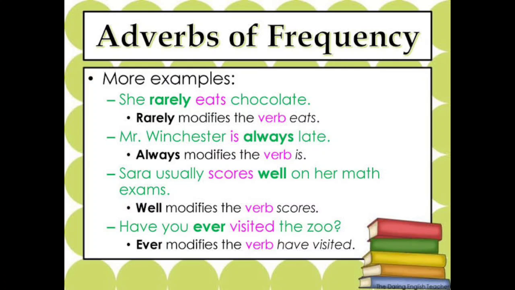The next example, Sarah usually scores well on her math exam. So here well modifies the verb scores. So well is the adverb of frequency. The next example, have you ever visited the zoo? Here ever modifies the verb have visited. So see here, in these sentences the adverb of frequency modifies the verb, and the adverb of frequency modifies the auxiliary verbs.